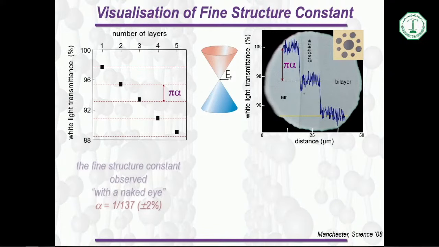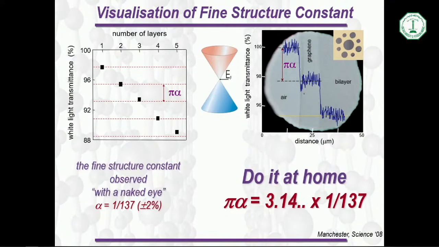What is even more interesting is that this number is given purely by a combination of the fundamental constants. It doesn't depend on any material parameter. It's only pi times alpha. Alpha is the fine structure constant. So if you ever forget how much is pi, you just look through graphene, measure the transparency, and then divide it by alpha. So that's your pi.